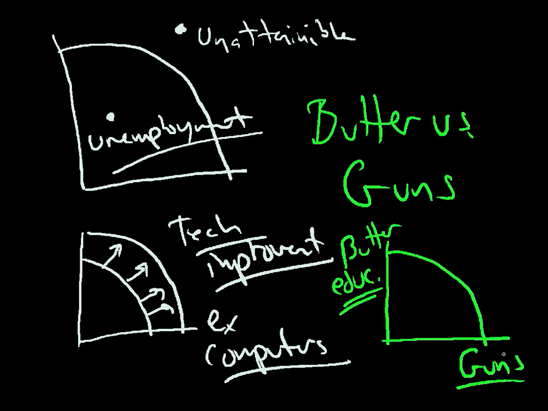Your society has only so many resources to produce these two things, and you've got to decide. Are you going to produce a lot of guns? Or are you going to produce a lot of butter? Or are you going to produce a combination in the middle here, where you get this much butter and this much guns? It's a kind of debate.